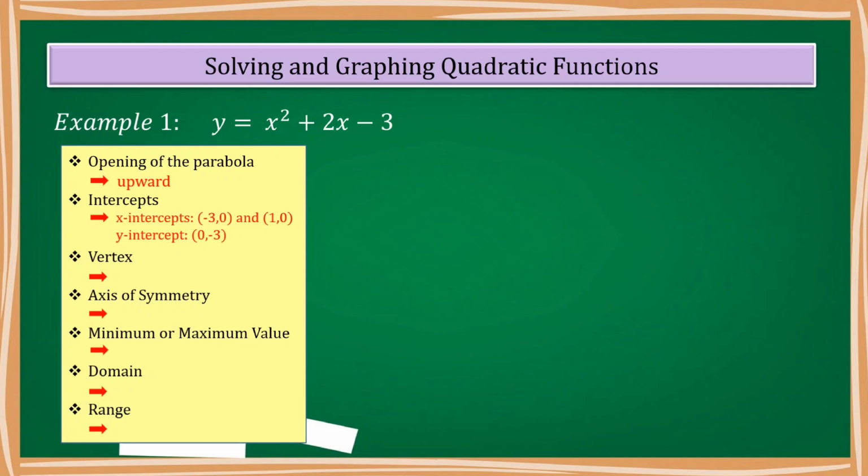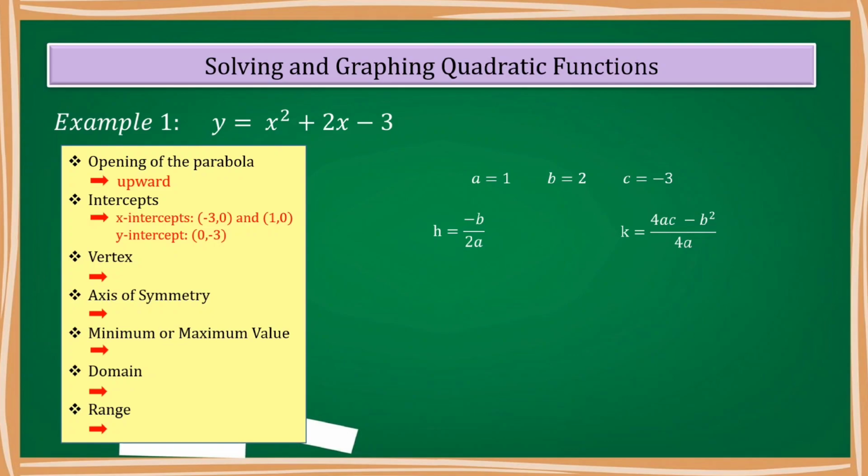The third one is the vertex. So, to solve for the vertex, we need to identify first the values of a, b, and c. So, yung value ng a natin is 1, b equals 2, and c is negative 3. Then, gagamitin na natin yung formula na h equals negative b over 2a and k equals 4ac minus b squared all over 4a.